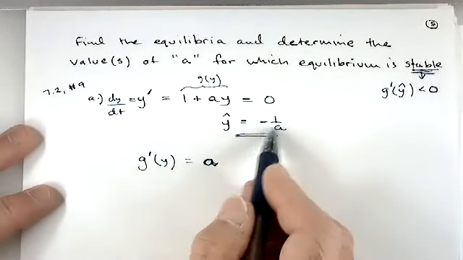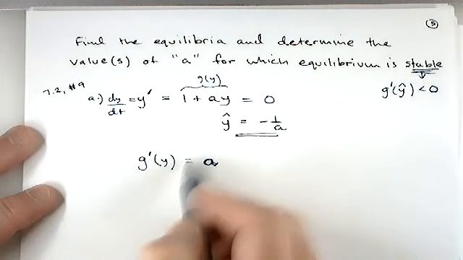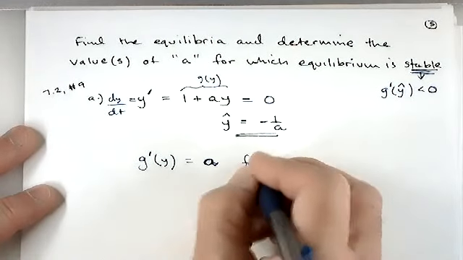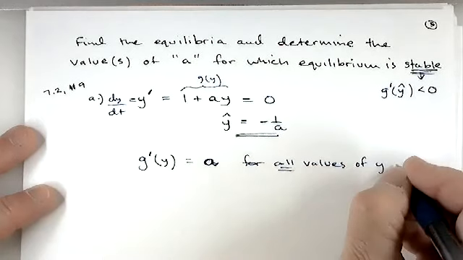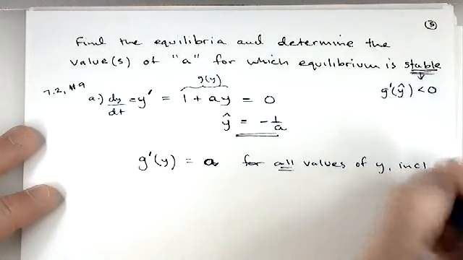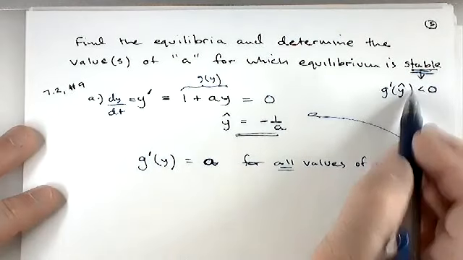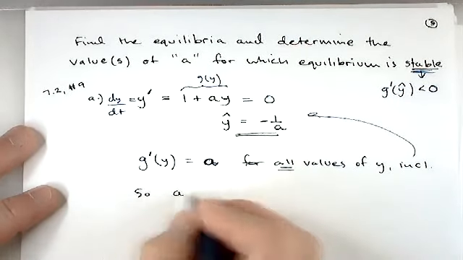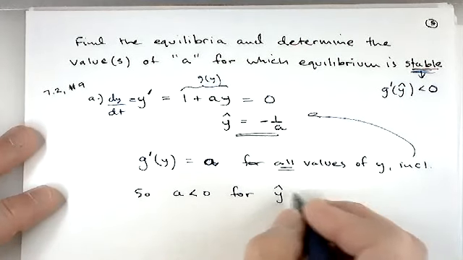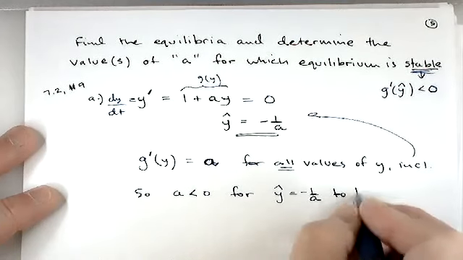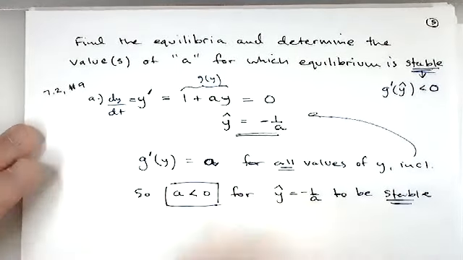Now, this is just a constant. So if I evaluate this here, this is my derivative for all values of y, right? I'm going to put for all values of y, including this one. So what's the requirement for this to be stable? So a must be less than 0 for y hat equaling negative 1 over a to be stable. This is the answer, really, right there.